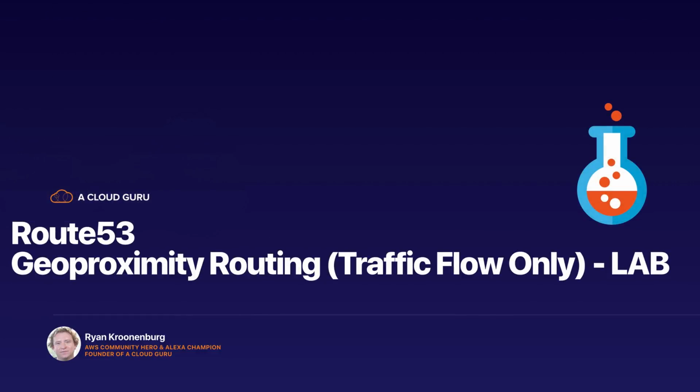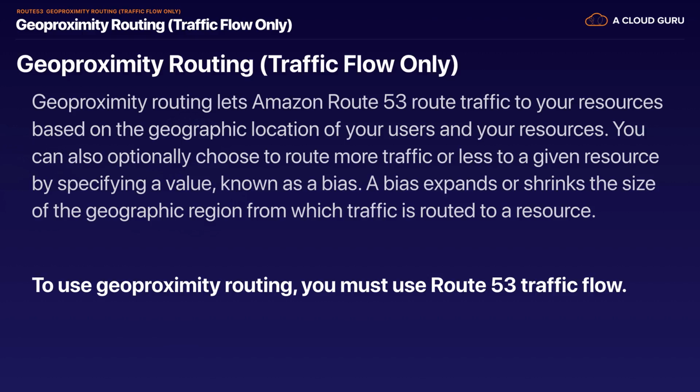This lecture is on geo-proximity routing, and this is available in traffic flow only mode, and we'll see what that means in a few seconds. So geo-proximity routing lets Amazon's Route 53 route traffic to your resources based on the geographical location of your users as well as your resources. And you can also optionally choose to route more traffic or less to a given resource by specifying a value known as a bias. A bias expands or shrinks the size of a geographic region for which traffic is routed to a resource. And to use geo-proximity routing, you must use Route 53 traffic flow.